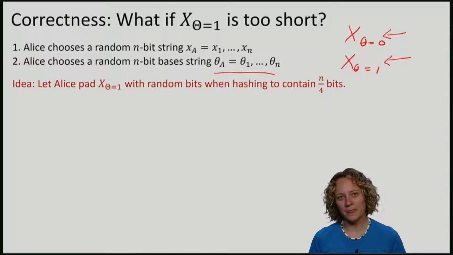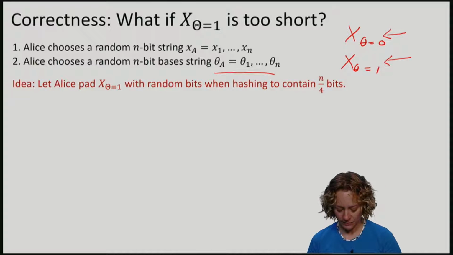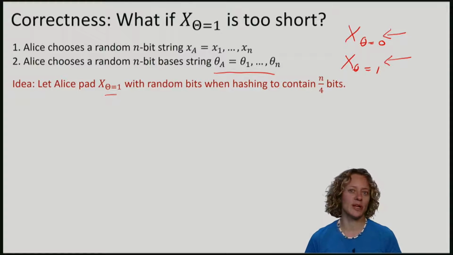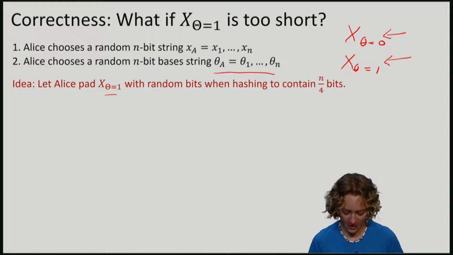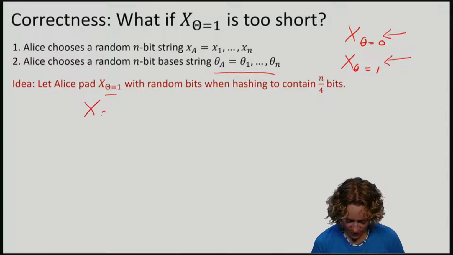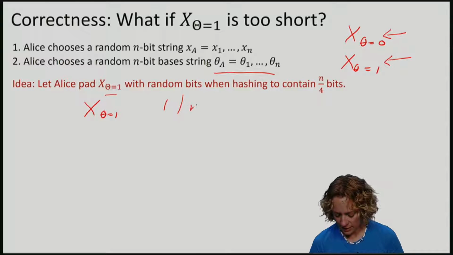What we will do is that we will let Alice pad the string x theta 1 with some random bits, so it has always length at least n over 4. So if this is x theta 1, for example, it could happen that it's only consisting of 1 bit, then Alice will add some random bits.